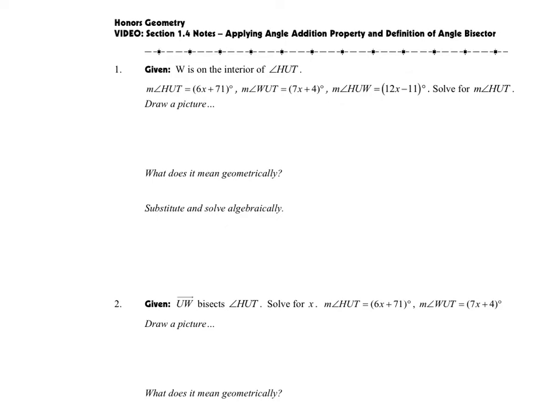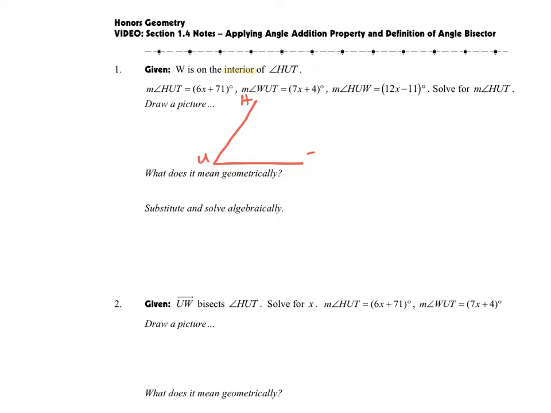As we read our first example, where it says W is on the interior of angle HUT, this connects to what we were talking about in class, and the real crucial element for our purposes is the word interior. We're going to have to draw a picture for this, similar to how we drew a picture for between and midpoint. We're going to start by drawing that angle HUT.